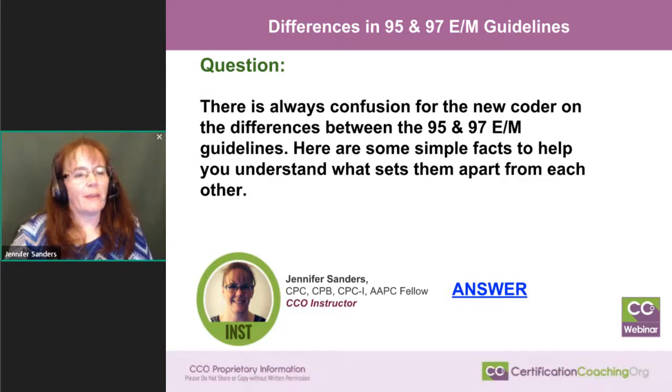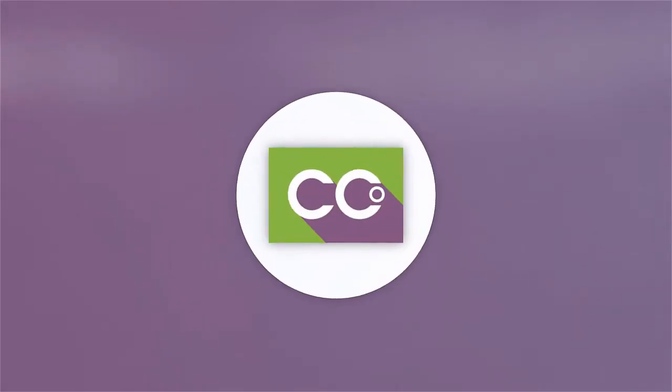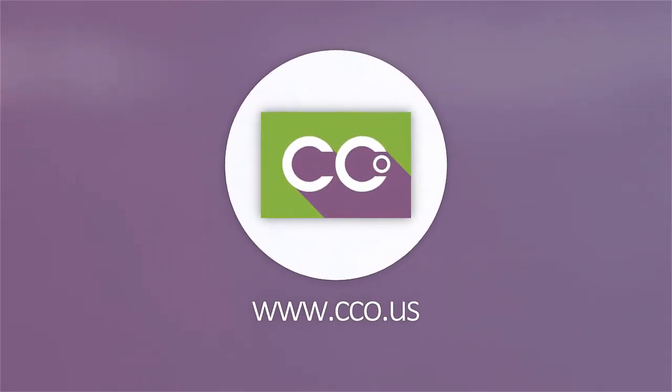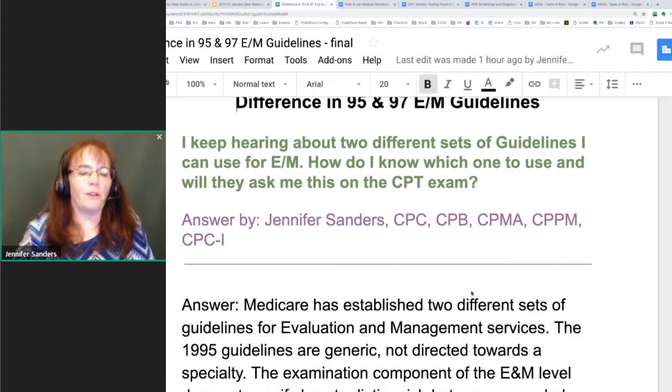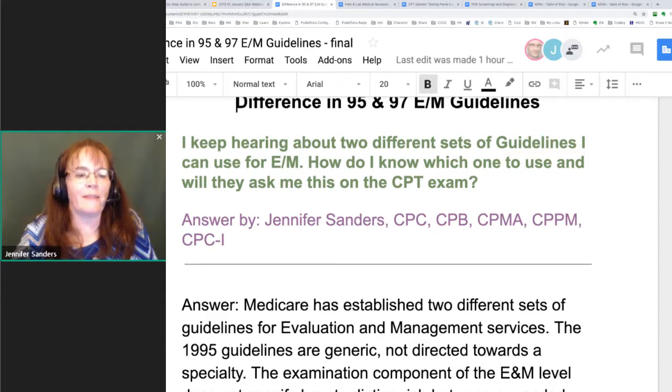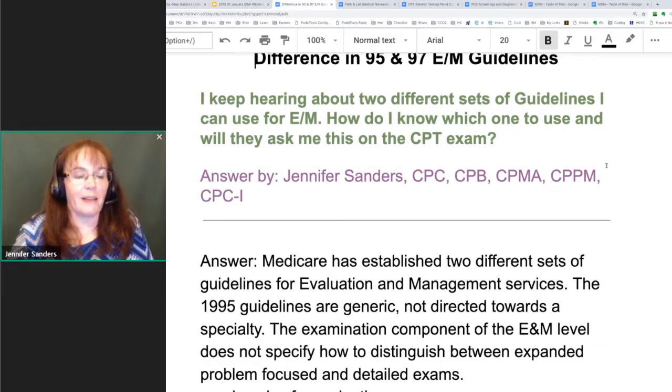So our question that came in, there's always some confusion for the new coder on the differences between 95 and 97 E&M guidelines. And yes, that is a lot of confusion there. So we had some simple facts to put them apart. The question was, they were hearing about different sets of guidelines, and how do we know which one to use, and will they ask that on the CPC exam is what I think they meant.